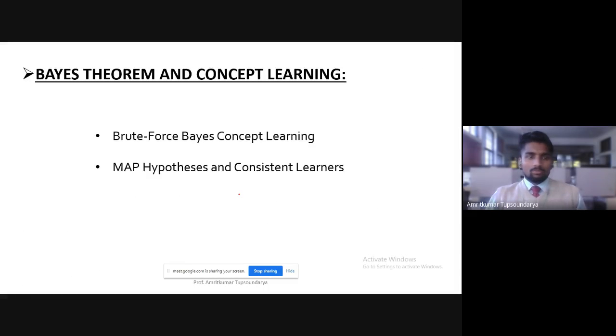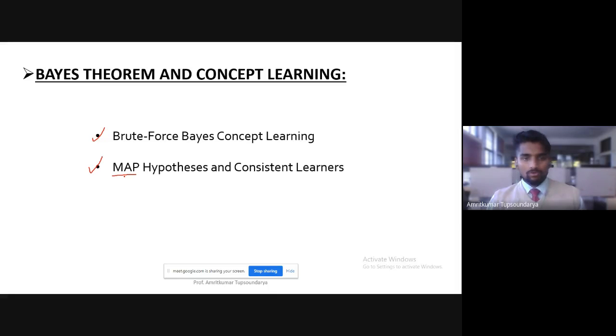Our topic of discussion will be Bayes theorem and concept learning. We have already seen the basic Bayes theorem. Today we will deal with concept learning in Bayes theorem. For that, we have two topics: brute force based concept learning, and MAP hypothesis and consistent learners. MAP, by now you should be aware, stands for maximum a posteriori hypothesis. These are the two core concepts of Bayes theorem and concept learning.